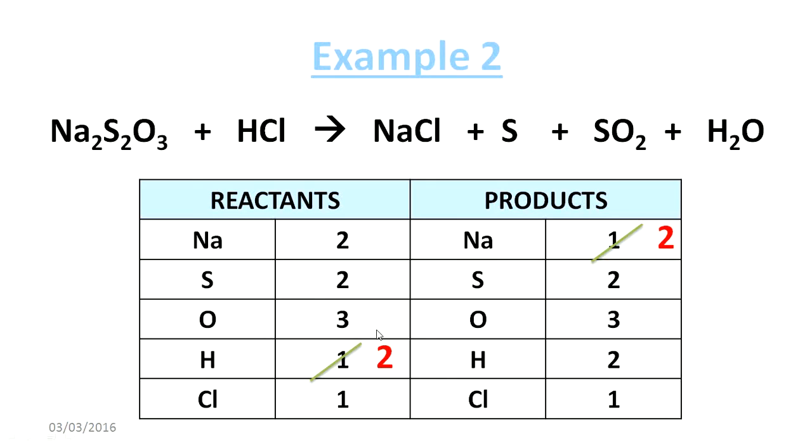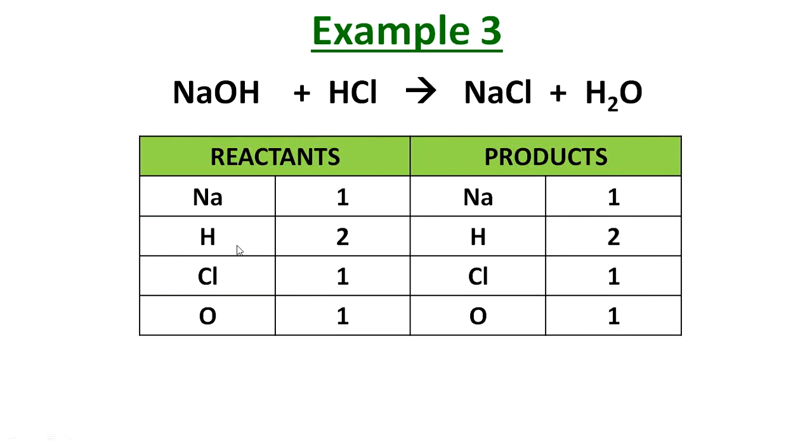So first of all, I'm going to put a 2 in front of HCl, and this balances the hydrogen, but it doubles up the chlorine. So having put a 2 in front of NaCl, this balances the sodium as well as the chlorine. So now everything is balanced.